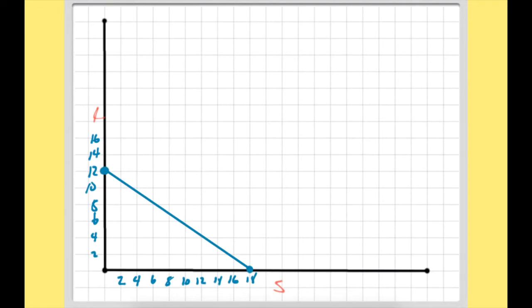Then they want us to list several possible combinations. So let's look at the exact crossings here. Here and here. So we already gave 2 for 0 small, 12 large, and 18 small, 0 large. We can see we also have 6 small, 8 large, and 12 small, 4 large. So those give us some other combinations.